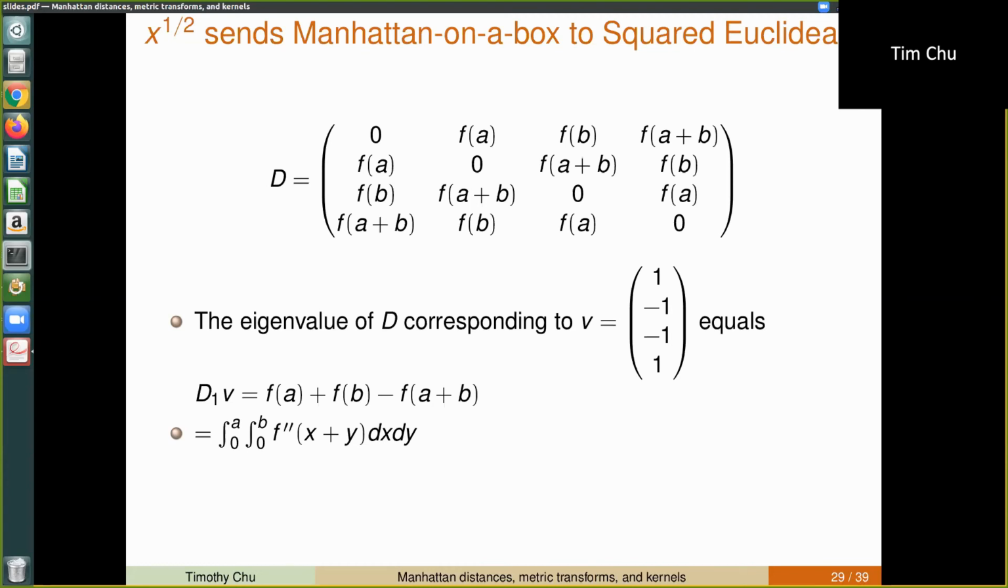Well, what's the double derivative of f? f is equal to square root. It's equal to some scalar times negative x to the -3/2. So basically the double derivative of f is always going to be a negative number. So if I integrate that over the bounds of my rectangle, that's still going to be a negative number.